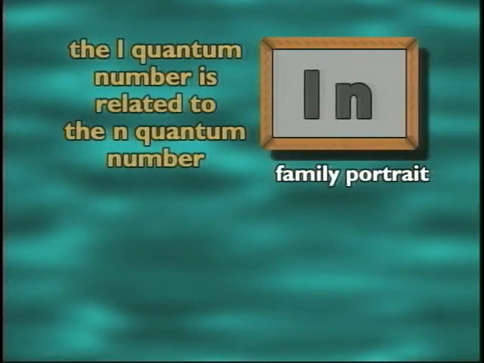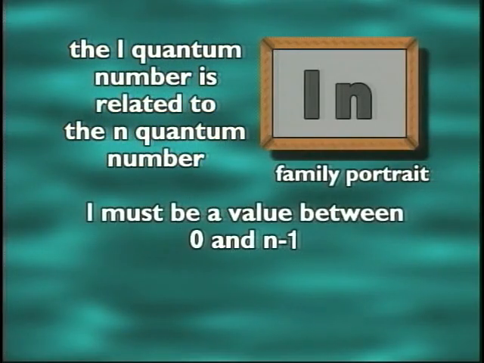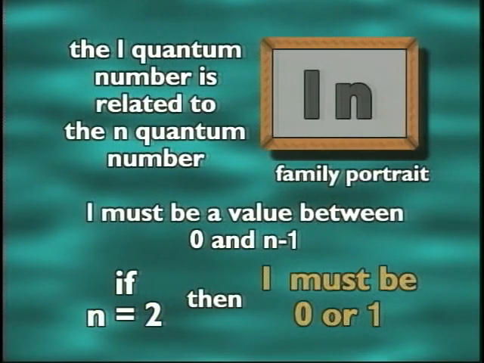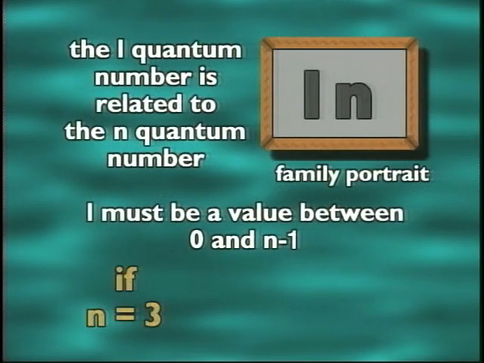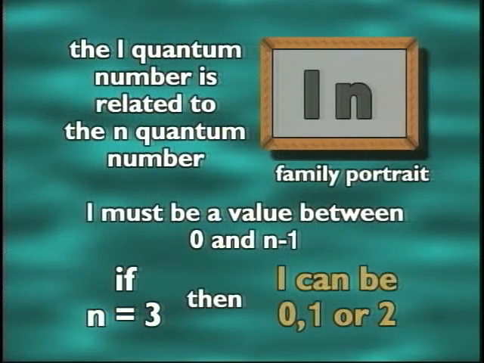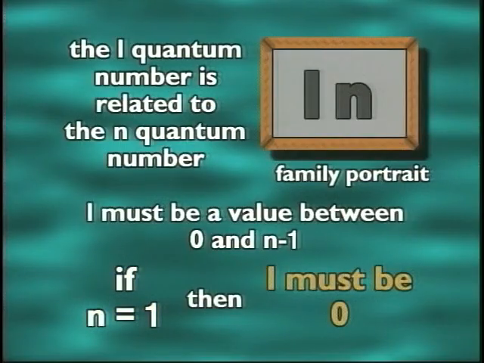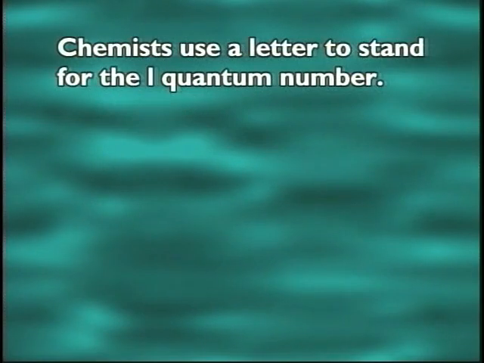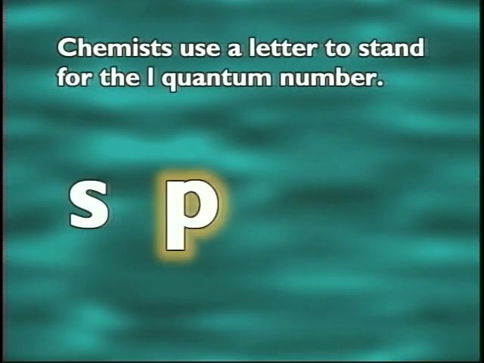The l quantum number is related to the n quantum number because l must be a value between 0 and n minus 1. So for instance, if n equals 2, then l must be 0 or 1. If n equals 3, then l can be 0, 1, or 2. And if n is 1, then l must be 0. Chemists use a letter to stand for the l quantum number. The designated letters are s, p, d, and f.